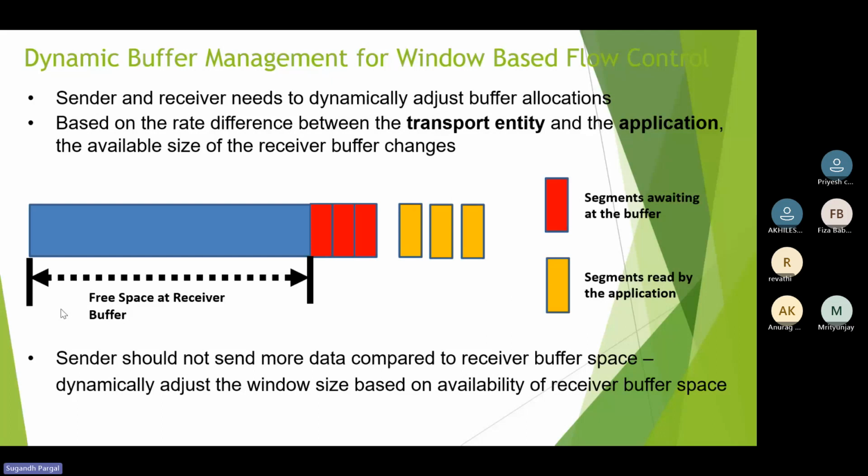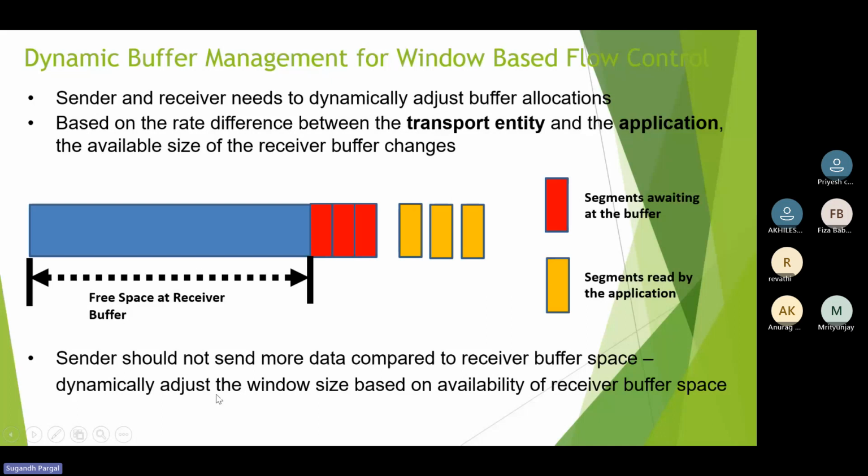So here the sender and receiver need to dynamically adjust the buffer allocation. Based on the rate difference between the transport entity and the application, the available size of the receiver buffer changes. For example, here are the segments which are waiting at the buffer end, and these are the segments which are read by the application. So we still have this free space at the receiver buffer. This free space is an overhead which should not be there. So the sender should not send more data than the receiver buffer space. The sender can send this much data in the free space which is left. However, it cannot send more data than that.